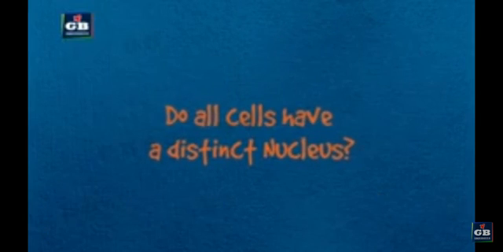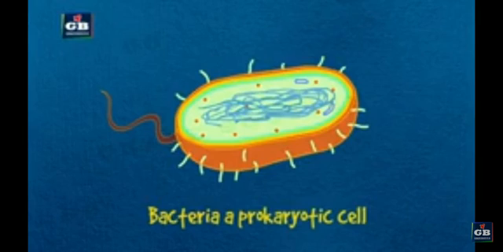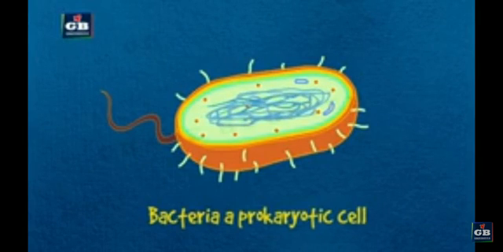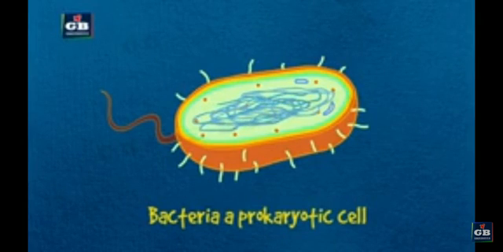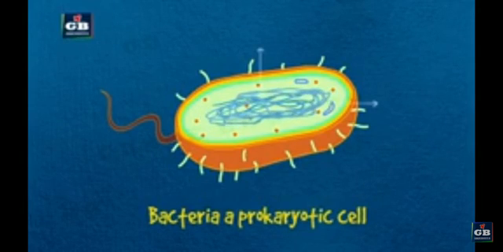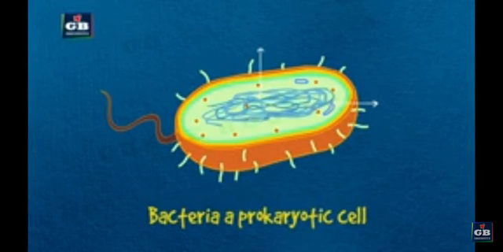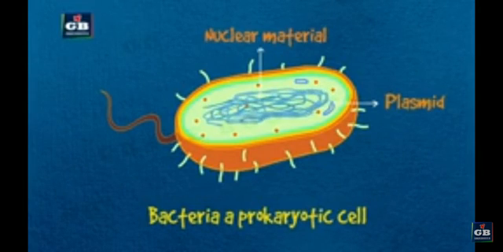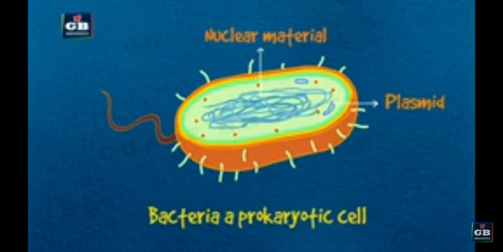Do all cells have a distinct nucleus? No. In certain single-celled organisms like bacteria, the nuclear membrane is absent. The nuclear region is undefined and contains only nucleic acids. Such type of nucleus is called nucleoid. The organisms whose cells lack a nuclear membrane are called prokaryotes.